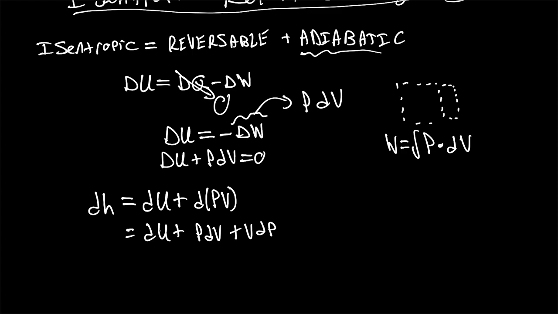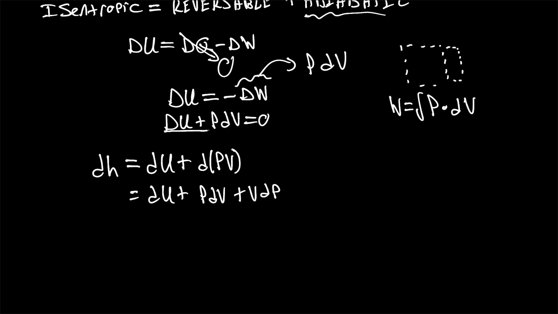And if we insert what we have for the internal energy here, we know that dU plus PdV is equal to zero. Those terms just happen to occur right there. So those terms are zero. Therefore, the change in enthalpy is going to be equal to just the shaft work, VdP.